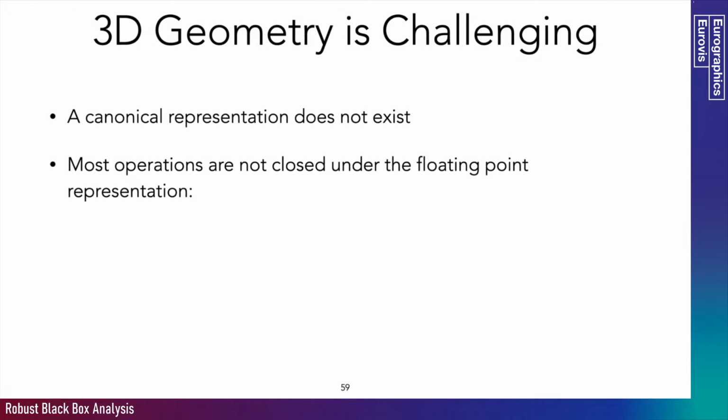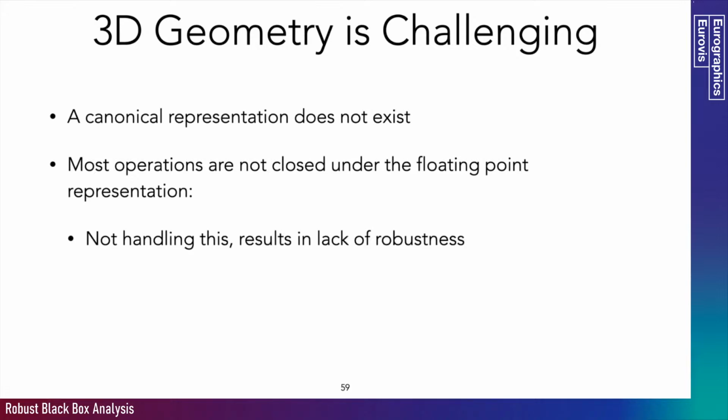Another thing is that many of the operations usually done when you deal with 3D geometry are not closed under the representation that you use. A simple case is if you are on a plane and you compute the intersection between two segments: the intersection point is not going to lie on either of the two segments if you use floating point, just because there is rounding happening. So what do you do? You have to do operations, and your points are in floating point. So how do you do it?